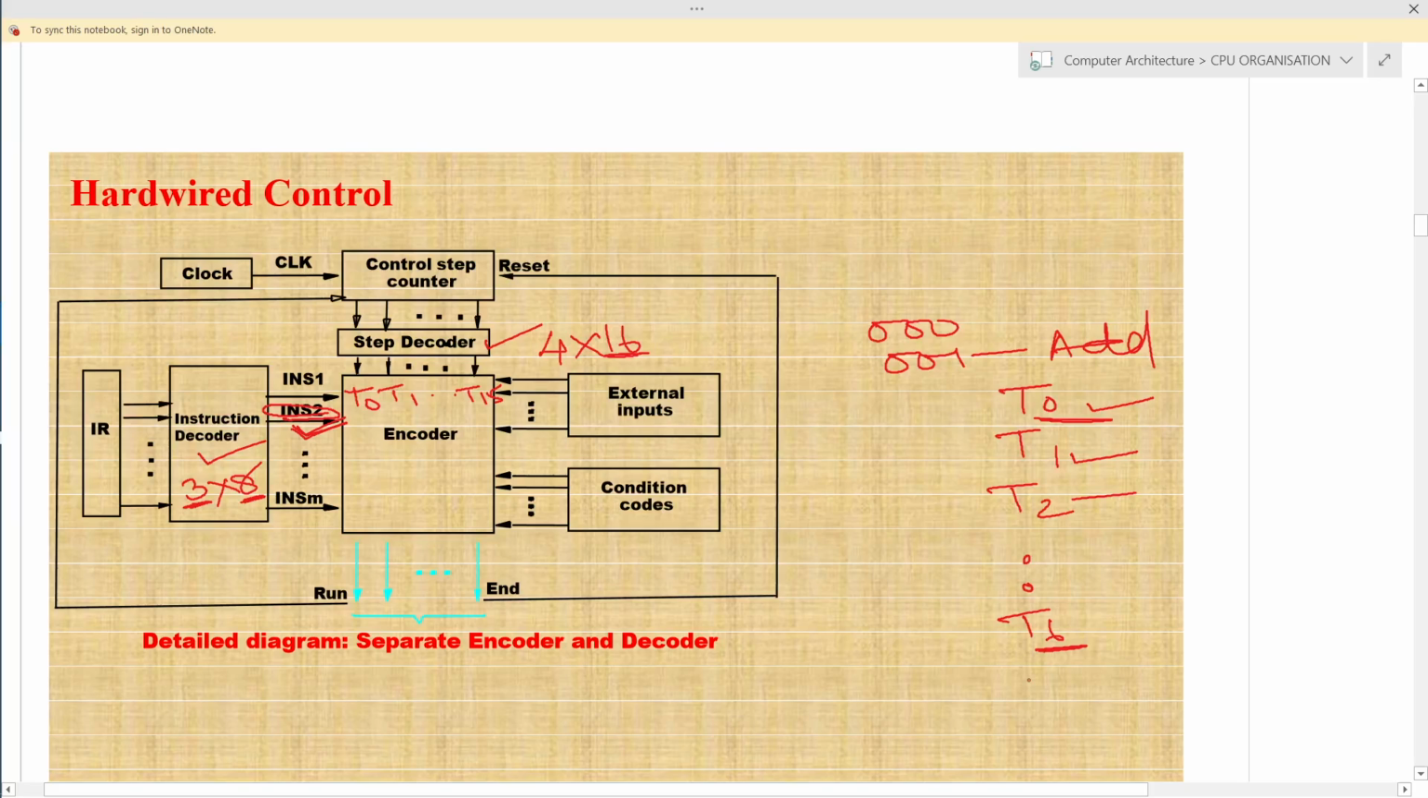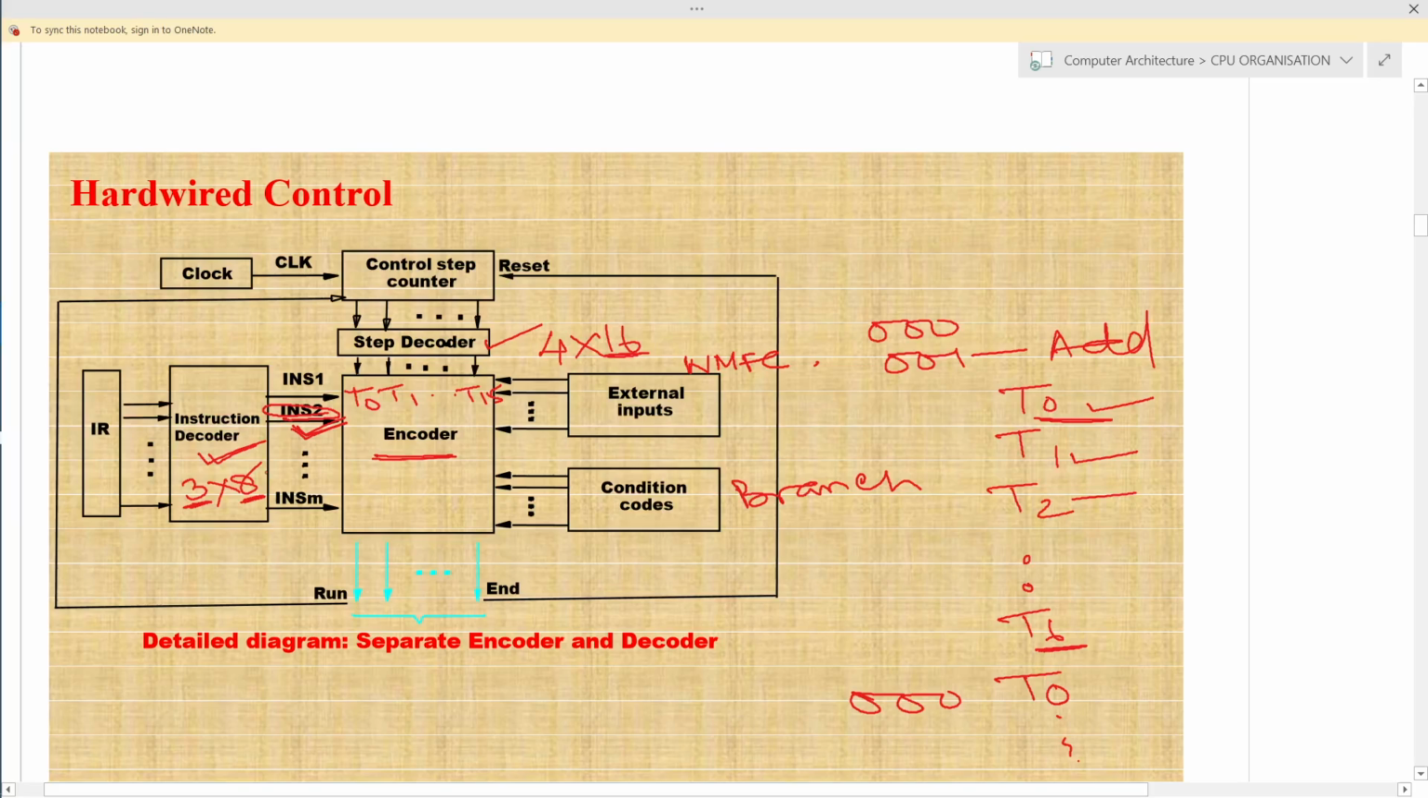So the encoder circuit takes the input from the instruction decoder and the step decoder for the timing signals, and external inputs like wait for the memory function to complete and interrupt, and condition codes like branch instructions or jump instructions. The encoder combines all these inputs from the instruction decoder, step decoder, external inputs and condition codes. Then it generates the control signals.